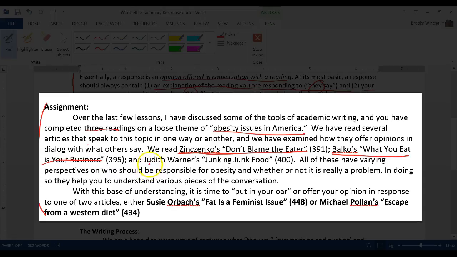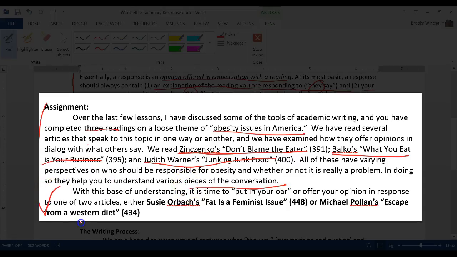Then we read Judith Warner's article that takes a slightly different position than Zinczenko and Balko, but is still sort of talking about the same thing. What should we do, if anything, about weight in America? All of these have varying perspectives on who should be responsible for obesity and whether or not it's really a problem. In doing so, they help you to understand the various pieces of the conversation.